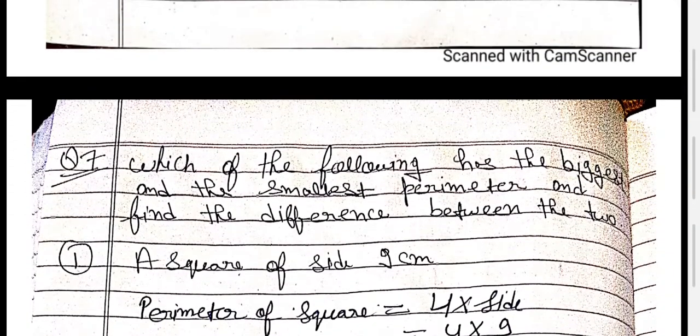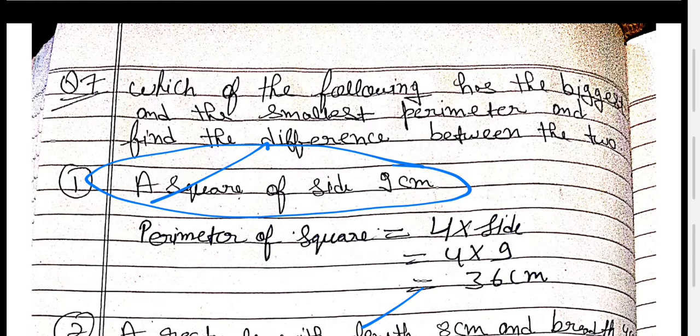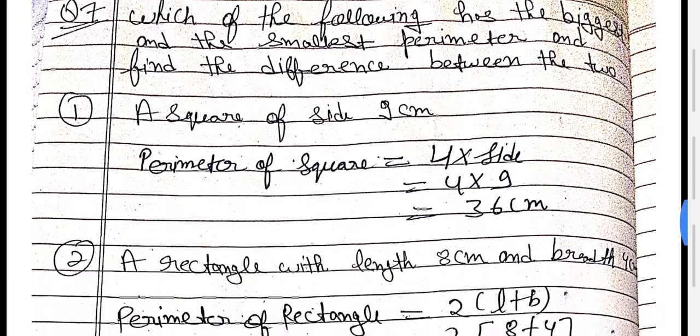Come on, question number 7. Which of the following has the biggest and the smallest perimeter, and find the difference between the two? Two conditions are given: a square of side 9 and a rectangle of length and breadth. A square is given, a rectangle is given. The question says which of the following has the biggest and the smallest perimeter. You tell which figure has the biggest and the smallest perimeter, and you have to find the difference also.